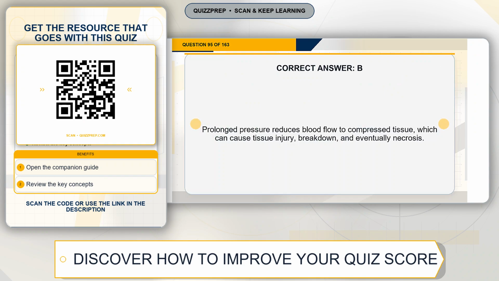Explanation. Prolonged pressure reduces blood flow to compressed tissue, which can cause tissue injury, breakdown, and eventually necrosis.